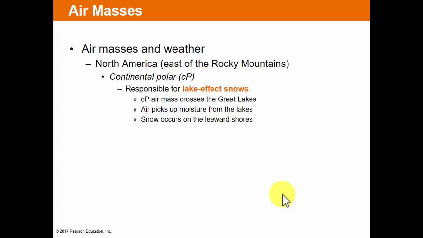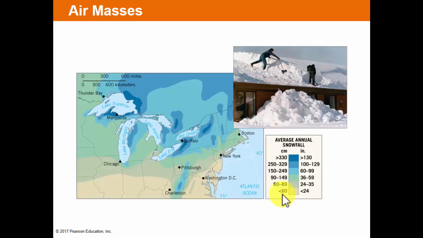And as that cold, dry air blows across the warmer lakes, it picks up moisture from the lakes and dumps it in the form of snow on the leeward side. The windward side is the side the wind comes from, so in this case it'd be the west side, and the east shore is the leeward shore, and that's where the snow would get dumped.